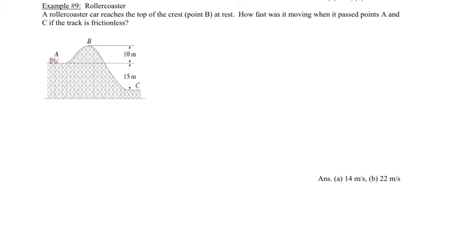Welcome to example number 9. We have a roller coaster here that is traveling along this path A, B to C. And we say just as it gets to the top, it just barely stops and then continues going down to part C. And we're asked to find out how fast it's moving at point A and at point C. Let's go to a simulation to help you understand this.